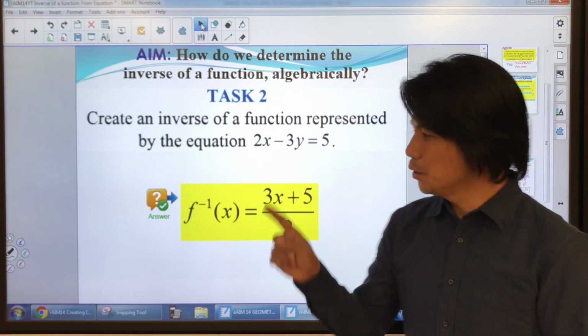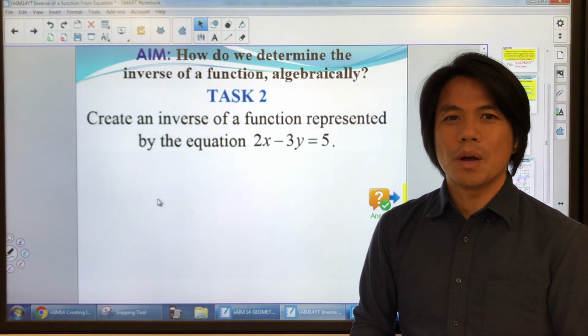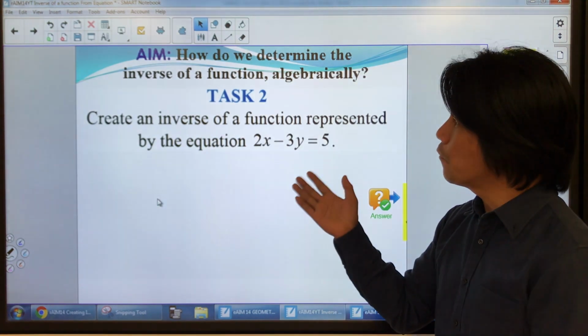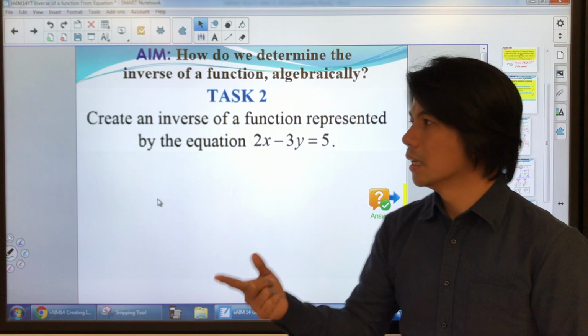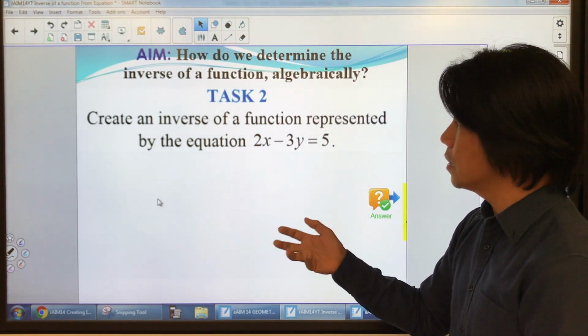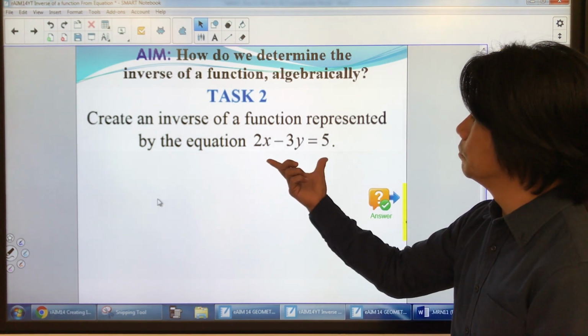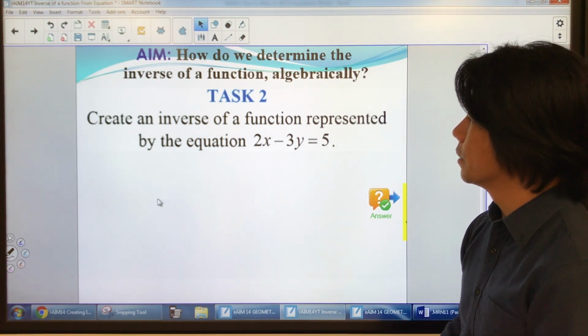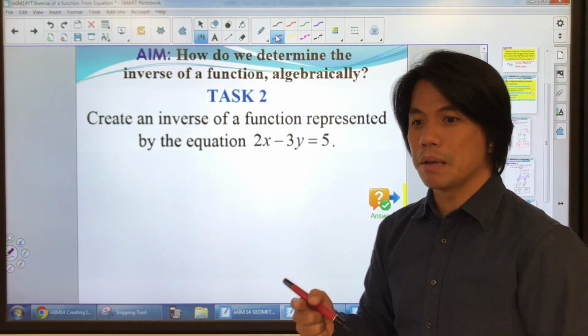Alright guys, let's do this quickly. So what makes this task different from the model problems and the first tasks? If you notice, it's not written in function notation, but it's in the general form of the equation. But you can complete this problem still in the same manner.